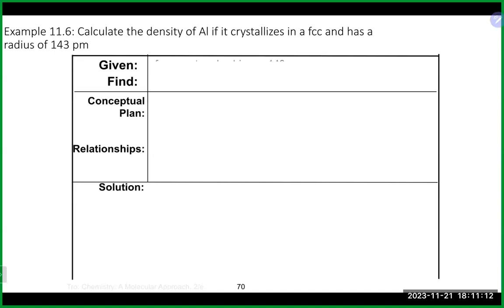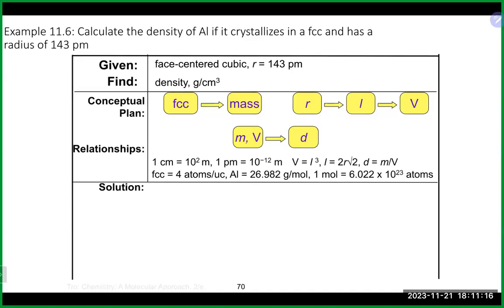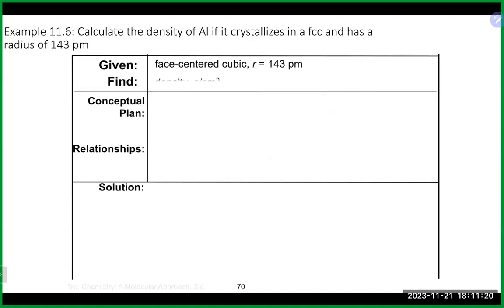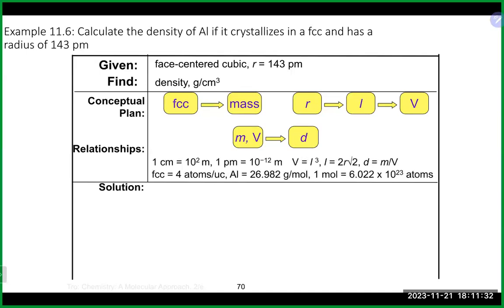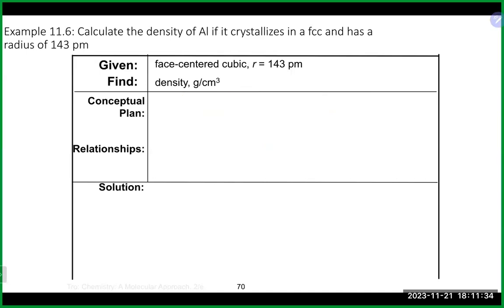All right, so let's take a look at this problem together, and we will talk about how to do this. Let's calculate the density of aluminum in a face-centered unit cell that has a radius of 143 picometers. Pico is 10 to the minus 12 there.